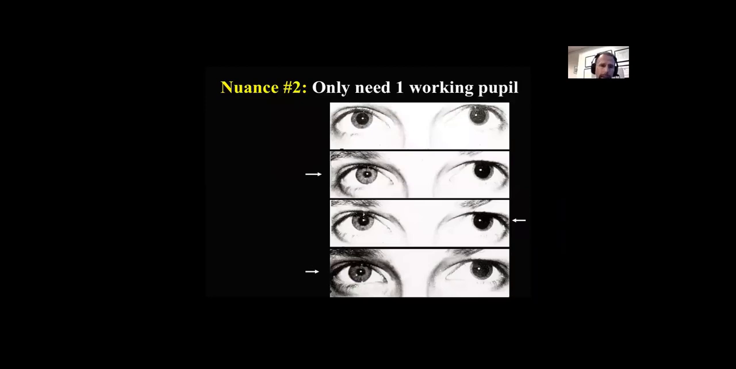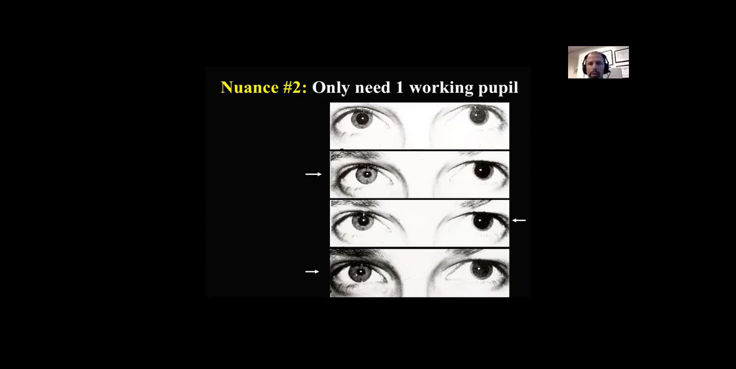The second fine point or nuance is that you only need one working pupil to tell if there's a relative afferent pupillary defect. So let's look at these pupils. You can quickly see that when you shine the light, indicated by the arrow in the right eye, the right pupil constricts nicely. There is no consensual response. You shine the light in the left side, and there is no direct response. So immediately you know this pupil does not work. The left pupil does not work. You do not look at that pupil, but you still swing the light.